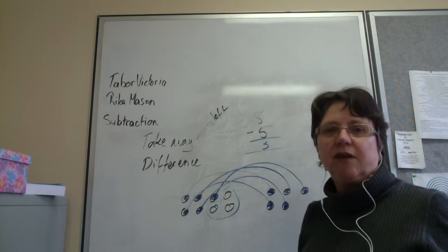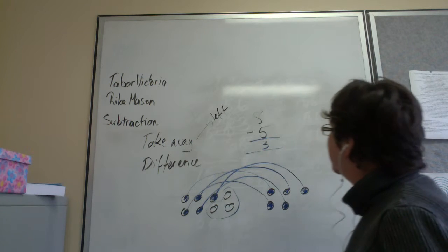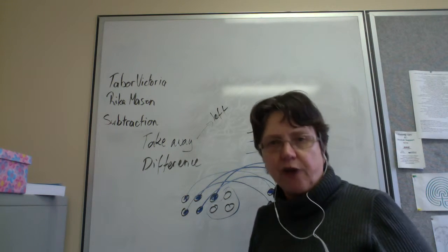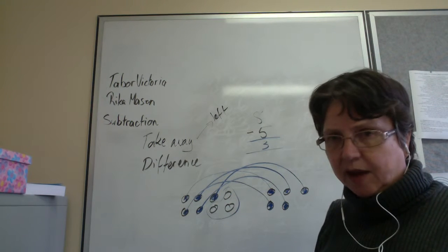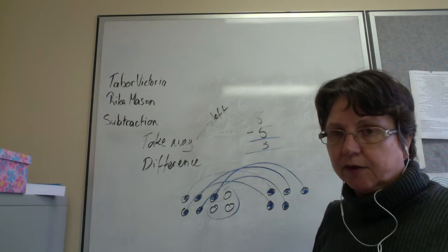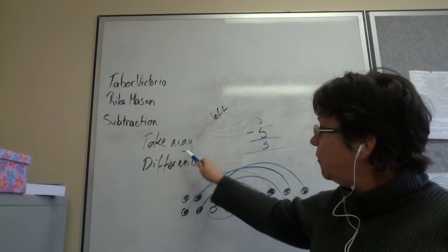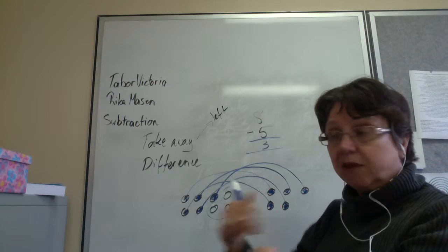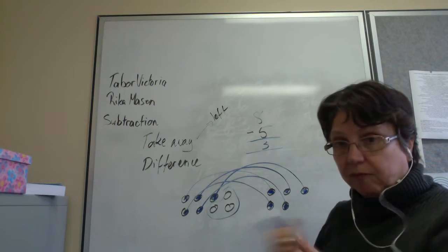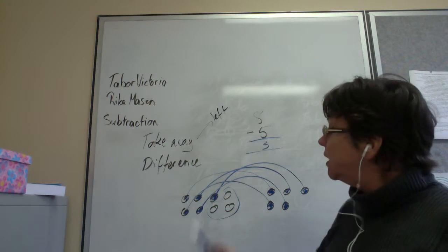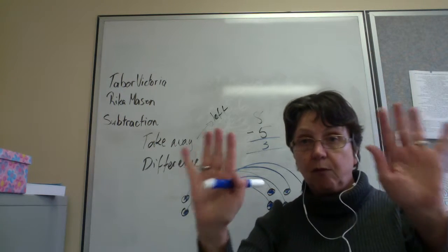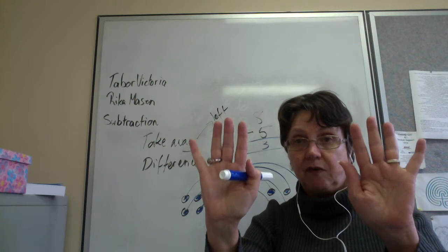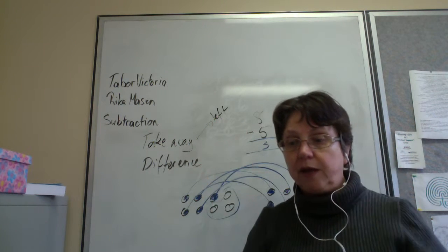Now the algorithm is the same with this takeaway sign or minus sign or subtraction sign. The algorithm is the same, but the idea is different. So with takeaway, it's what's left over after you've taken stuff away. So you start with a big number and you just get rid of stuff and see what's left. But difference talks about comparisons, the two things that you're comparing.